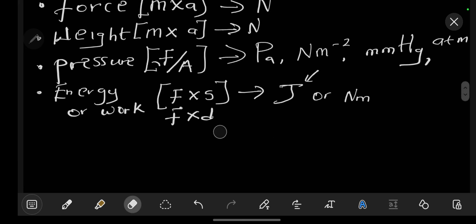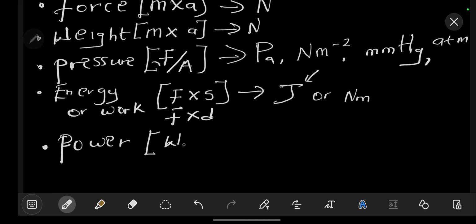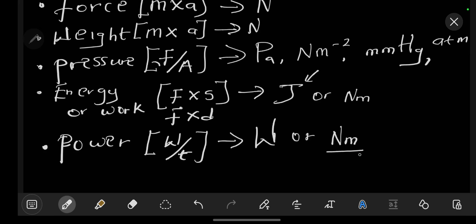So the eventual quantity we'll talk about in this video is power. Power has a formula of work all over time. So that's the formula for power. And the most common unit for power is watts, right? But we can coin another unit for power, which is Newton per Newton meter.